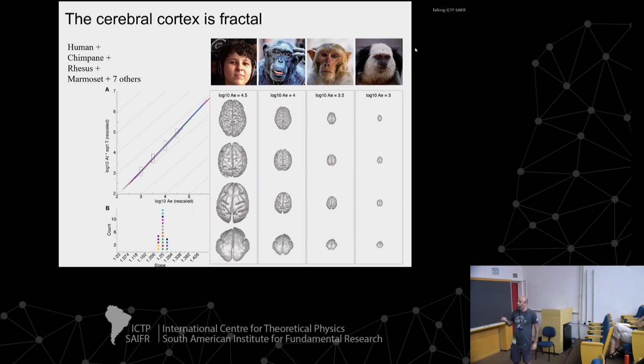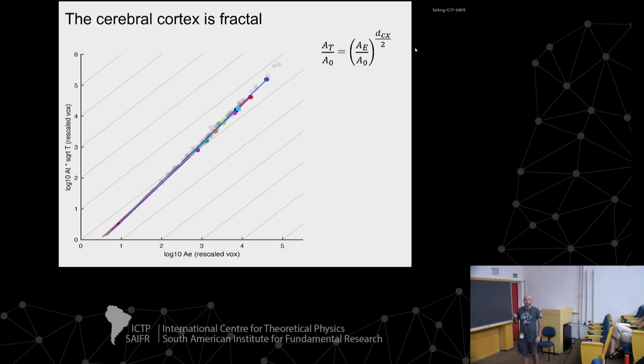If you look at the slopes of these lines, they almost perfectly cluster around 1.25. Each of these points is one specimen. Each color is one species. So humans, chimpanzees, marmosets, everyone folds the same. Now, this is a more powerful statement than just saying the universal law is obeyed, because I'm saying that it's obeyed over all length scales. And this proves that the cortex is a fractal.